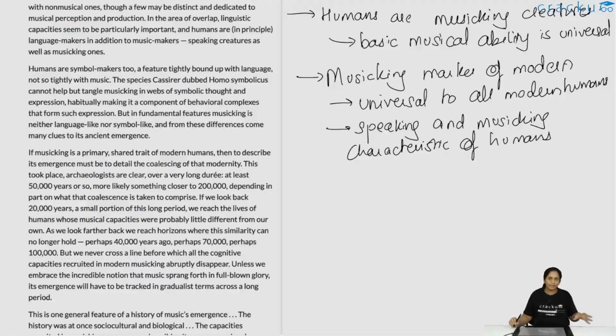So we are symbol makers also, like we are speaking creatures and musicking creatures, and you can tangle it up in our ability to write, to speak, and to form symbols. But musicking is a separate capacity, separate from our ability to write symbols or think in symbols, and separate from our speaking ability. So essentially musicking overlaps with other abilities but is a separate ability as such.